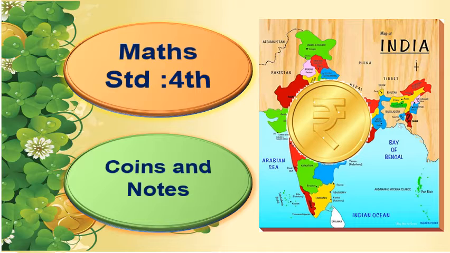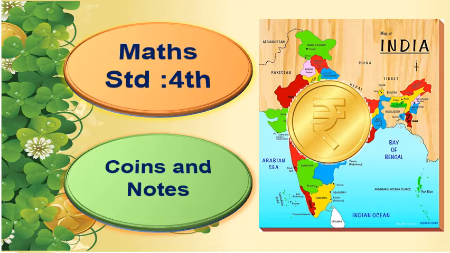We denote rupee in this symbol. You can see here it is like a Marathi alphabet, that is R. You know Marathi alphabets, isn't it? It looks like R, but one extra horizontal line is drawn on that, which is parallel to the above line. Students, you can use this wherever you want to write rupees.